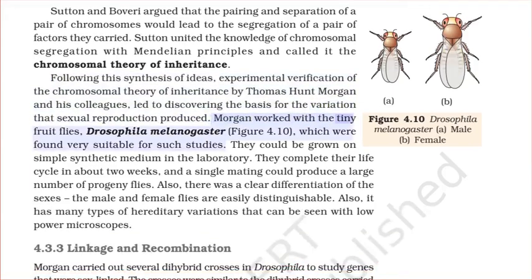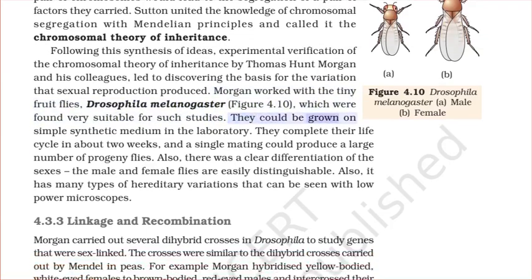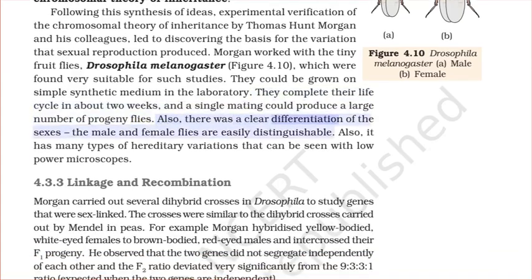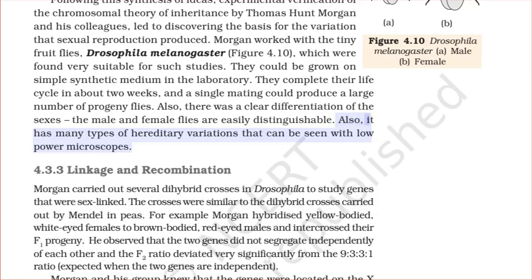Morgan worked with the tiny fruit flies, Drosophila melanogaster, which were found very suitable for such studies. They could be grown on simple synthetic medium in the laboratory. They complete their life cycle in about 2 weeks, and a single mating could produce a large number of progeny flies. Also, there was a clear differentiation of the sexes. The male and female flies are easily distinguishable. Also, it has many types of hereditary variations that can be seen with low-power microscopes.